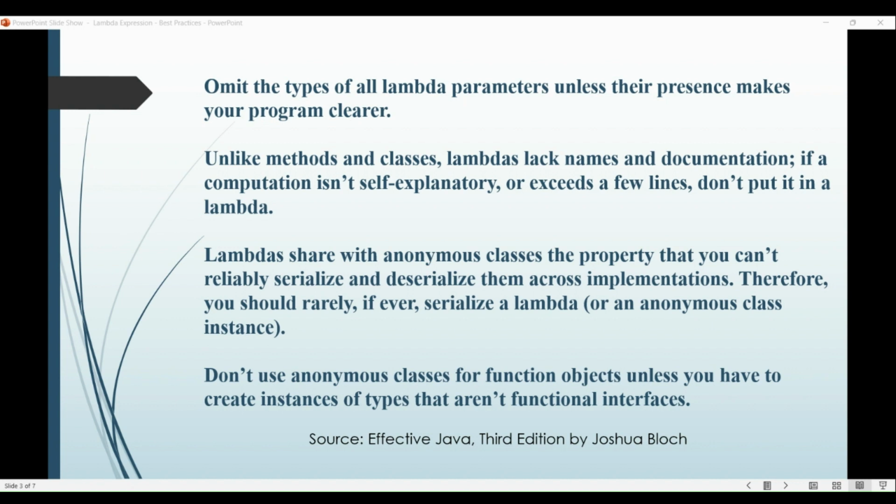The next point is unlike methods and classes, lambdas lack names and documentation. So Joshua said that if a computation is not self-explanatory or exceeds a few lines, don't put it in a lambda. Now you can ask how we will decide how many lines should be there inside a lambda. On that, Joshua Bloch says that one line is ideal for a lambda, 3 lines is a reasonable maximum. But if you violate this rule, it can cause serious harm to the readability of your program.